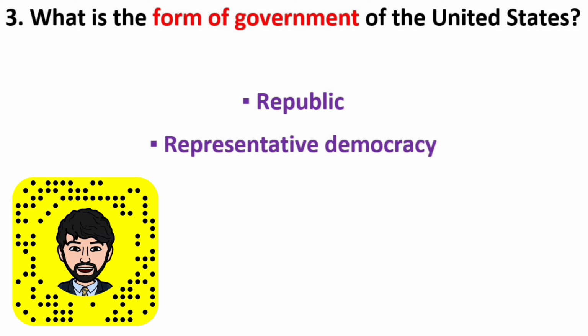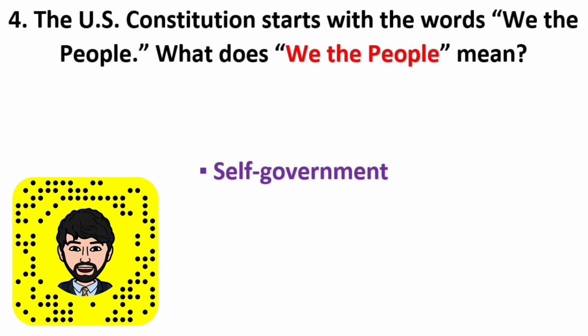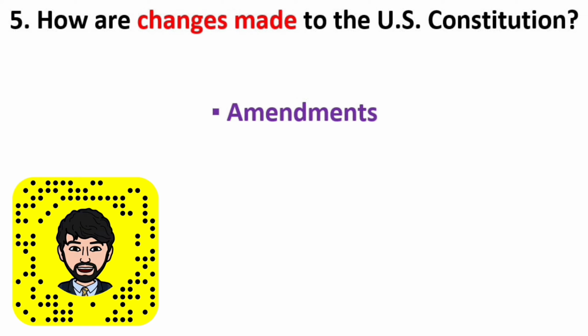The US Constitution starts with the words "we the people." What does "we the people" mean? Self-government.